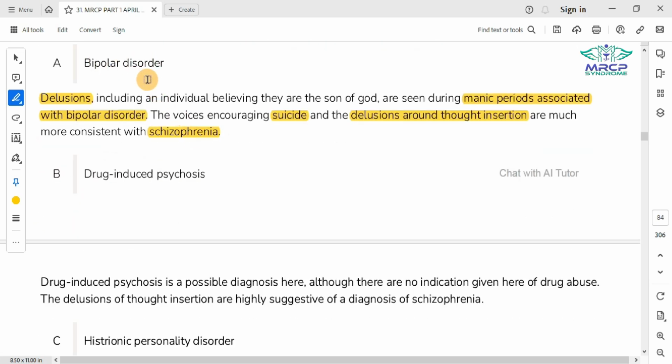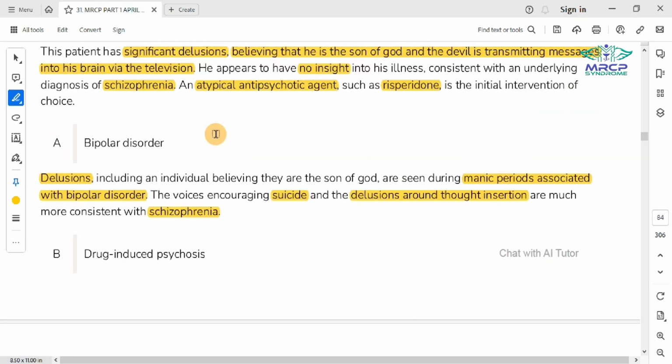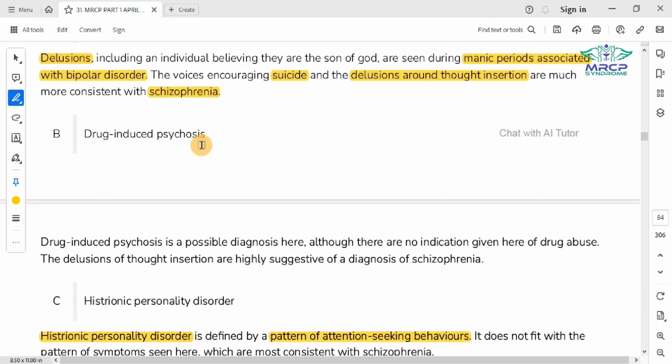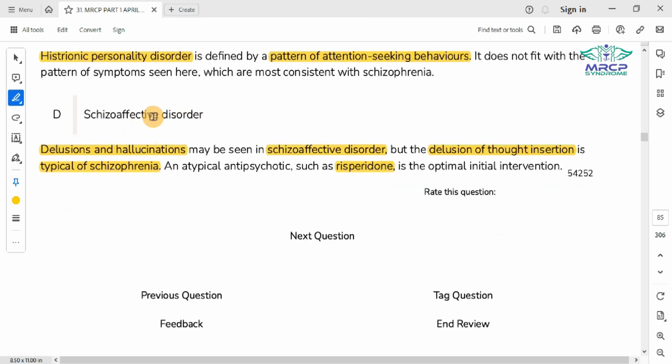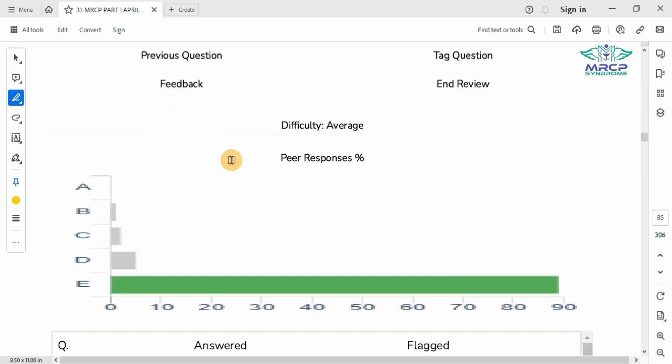In bipolar disorder, they have a combination of mania and hypomania, but there will be no thought disorder. In drug-induced psychosis, there will be a history of drug intoxication. In histrionic personality disorder, they usually have a pattern of attention-seeking behavior. And in schizoaffective disorder, along with the mild features of schizophrenia, they will have features of delusion and hallucination, or there will be low mood or disordered mood.